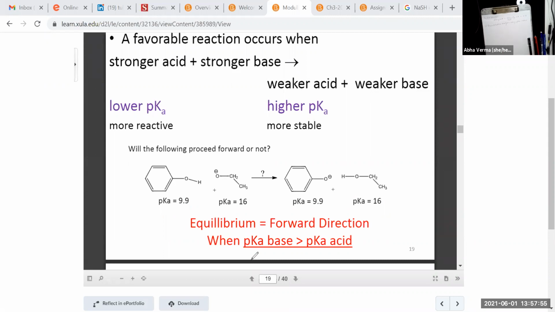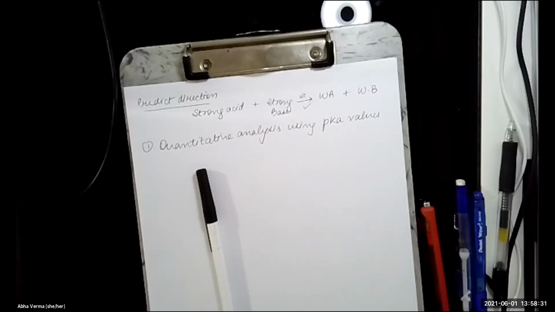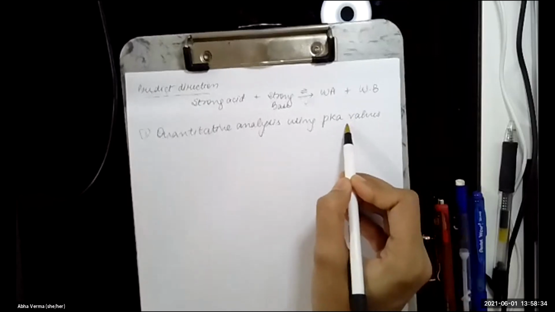Okay. So for this reaction, you can see something like this. Overall reaction goes in this direction. So your equilibrium sign can appear like this. Okay. So based on the predictions, we say that reaction goes in the forward direction, or the right-hand side direction, while it is making something new. So this is by using your pKa values.